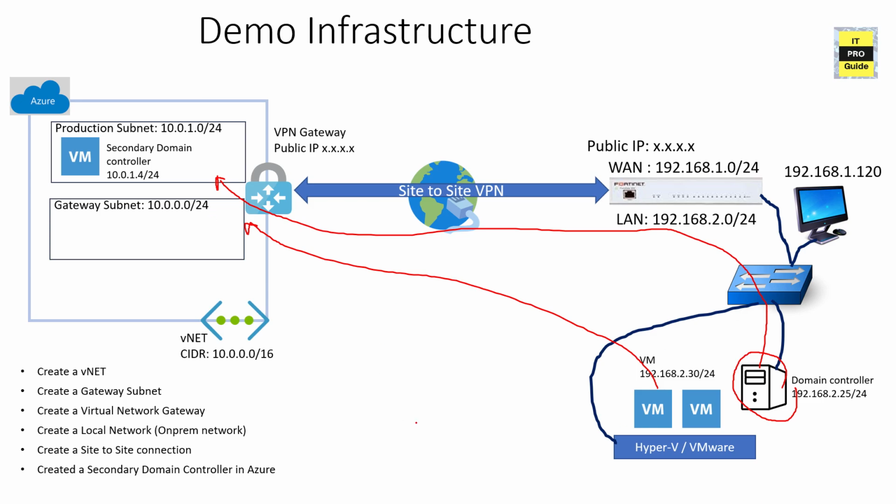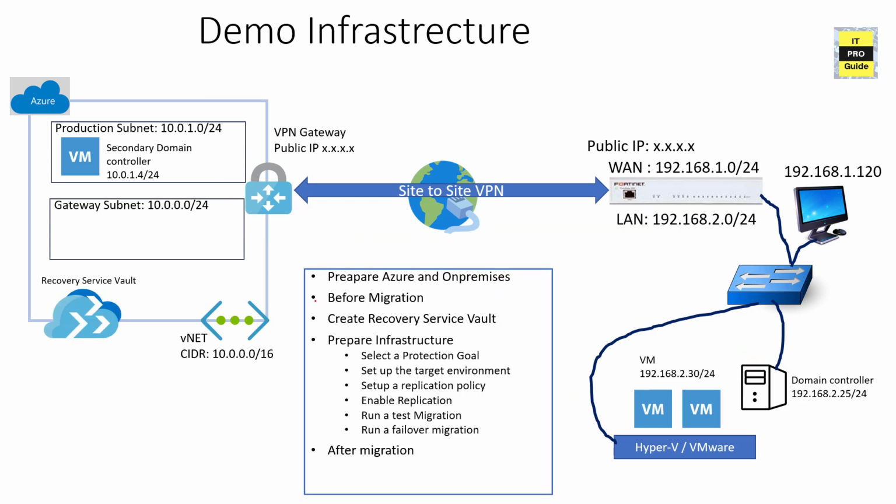So in the previous video, what we have done, we installed the Azure Site Recovery Provider in Hyper-V, and this Azure Site Recovery Provider was managing the replication of virtual machines with Azure. So in Hyper-V, when it comes to VMware, what we're gonna do is we're gonna spin up a recovery services vault as we did in the previous video.